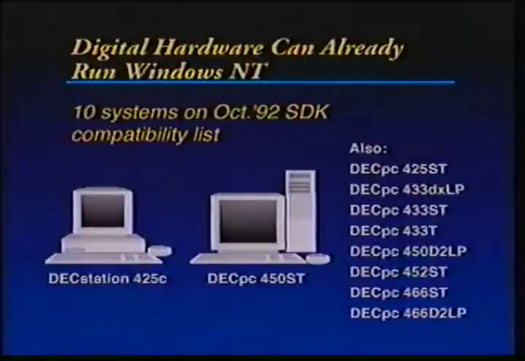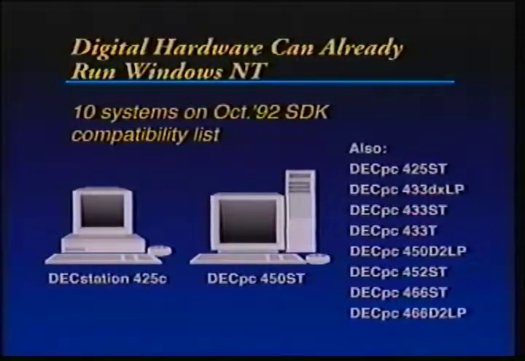For those of you who are eager to go out and sell Windows NT or hardware that supports it, please be aware that there are already at least 10 systems which were listed on the Software Developers Kit compatibility list for October. And those systems include such things as older systems as the DECstation 425C, as well as the DEC PC 450 ST and the other ST systems, and also some of the Tiger II platforms. So there are DEC products which can run Windows NT today.